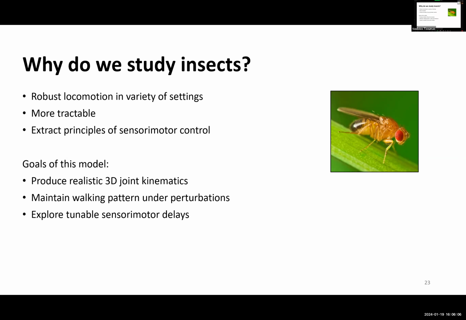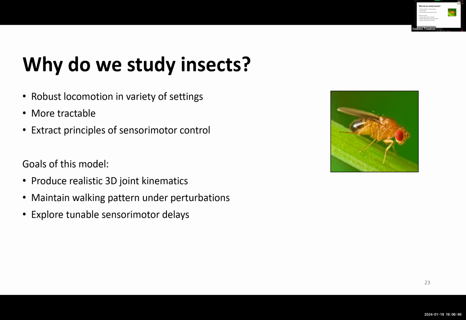So for our specific model, we had three goals. Firstly, we wanted to be able to produce realistic 3D joint kinematics. That's facilitated by some of the experimental advances in that group. The second thing we wanted to do is maintain a walking pattern under perturbations, right? It is seldom that animals are walking in a nominal setting. You're always walking on new terrain in different places. In this picture, the fly is on something like a leaf or grass, and that has to move and be slippery, and there are dewdrops. So there are probably going to be perturbations entering into the walking. It's important that we try to model that.